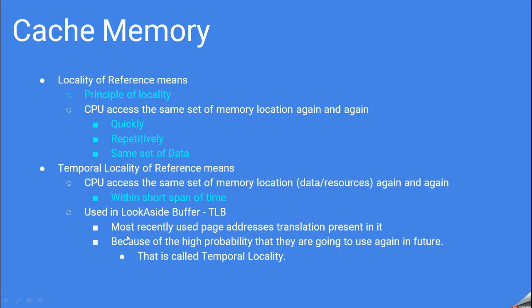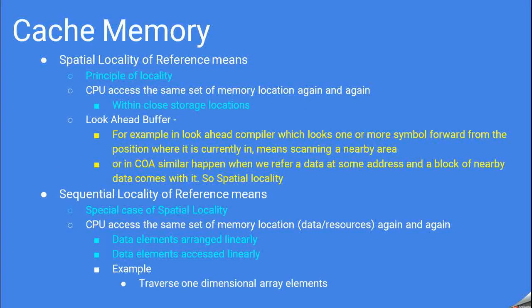Lookaside buffer, that means most recently used pages, addresses, translation will be present in it because there is a high probability that they are going to be used again in future. So this is called temporal locality. Spatial locality of reference, this means again this is the principle of locality. CPU accesses the same set of the memory location again and again within the closed storage location.